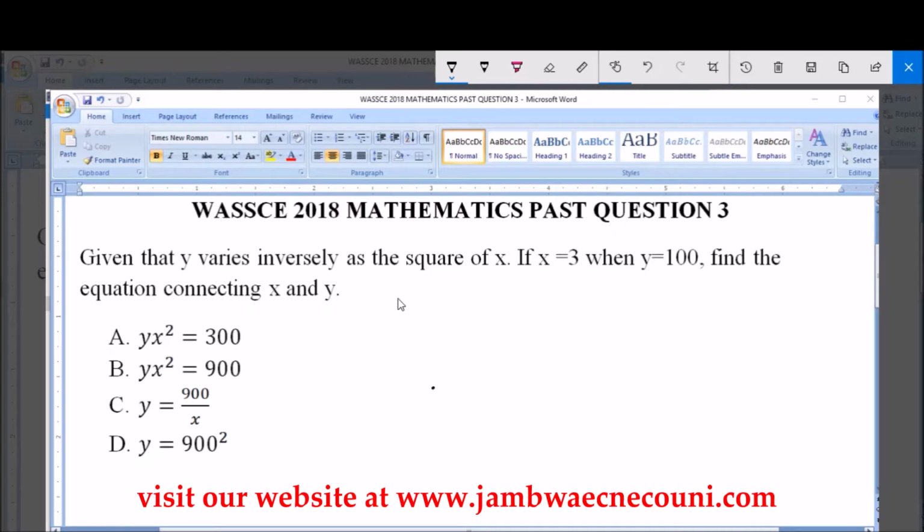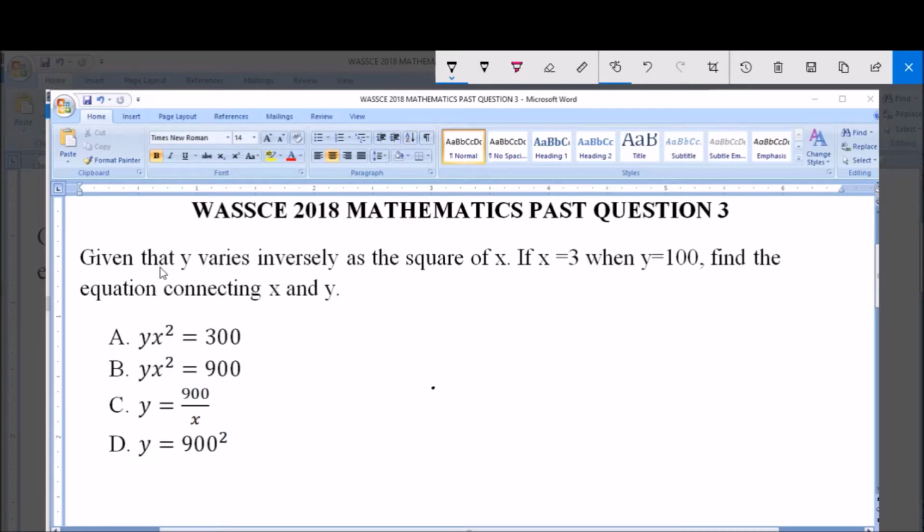Now, this is an inverse variation, and we're given that y varies inversely as the square of x. From this you can see that y is equal to k all over x squared. Now this k is a constant which is introduced because we are changing the proportionality sign into an equation sign. Now from here we can say k, which is a constant, is equal to yx squared.